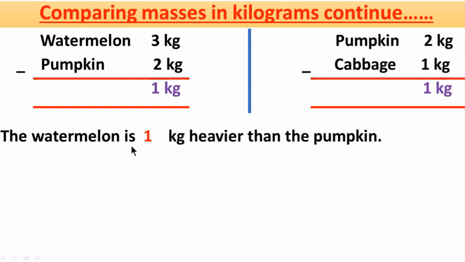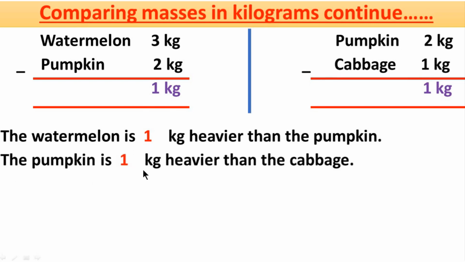That means the watermelon is dash kg heavier than the pumpkin. That means how much is this? Watermelon is how much bigger than pumpkin? 1 kg. Okay, see. Now again, the pumpkin is 1 kg heavier than the cabbage. See, pumpkin is 2 kg, cabbage is 1 kg. We did subtraction. What comes the answer? 1 kg. That means pumpkin is 1 kg heavier than the cabbage.